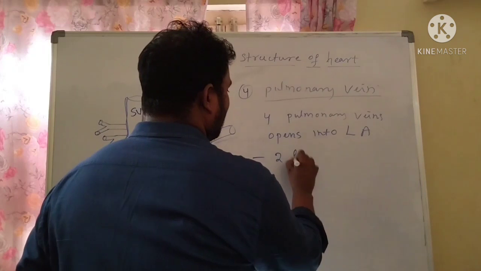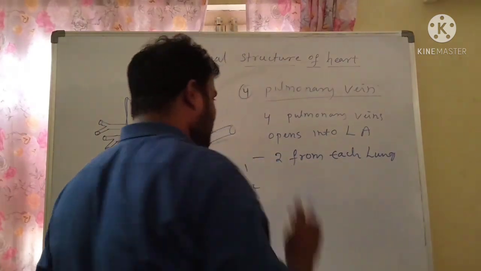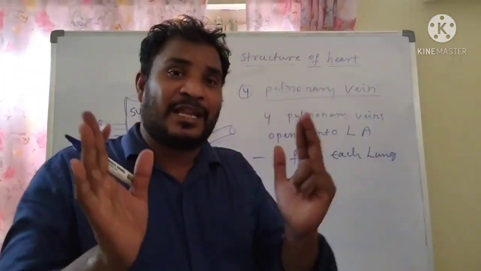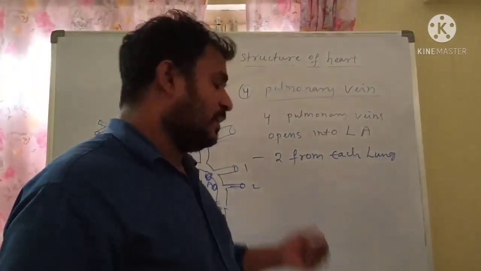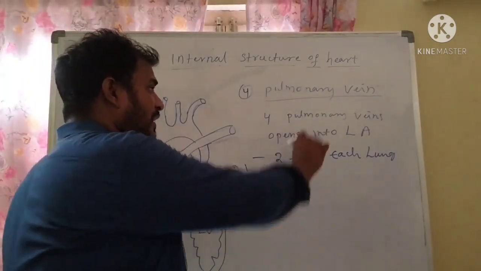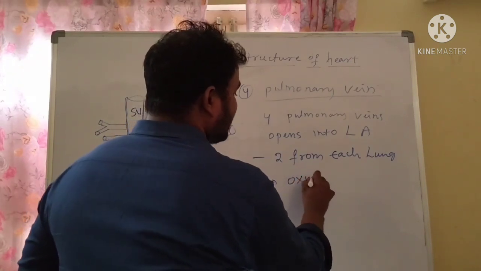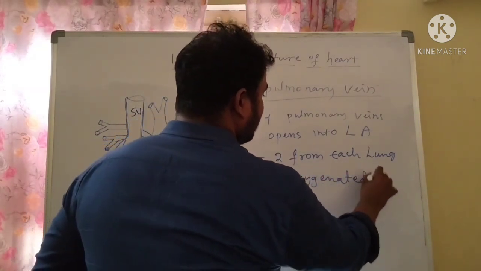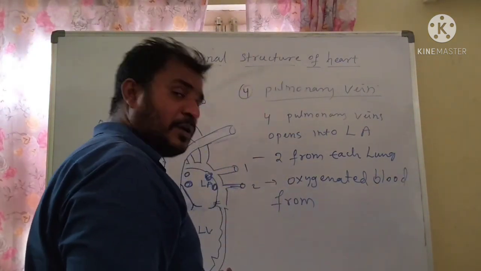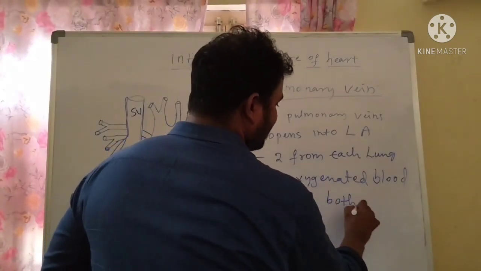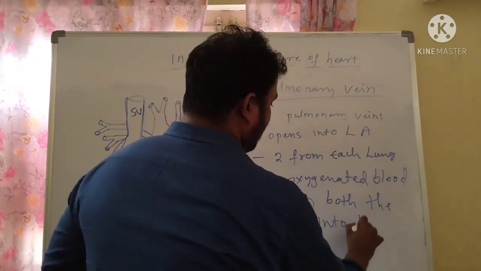2 from each lung. That means they come from both the lungs and open into the left auricle. These 4 pulmonary veins bring oxygenated blood from both the lungs into the left auricle.